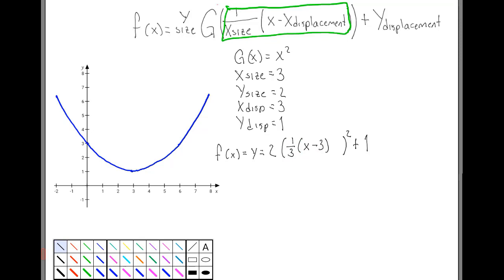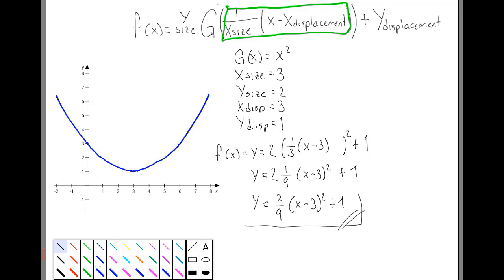So we write y equals 2, and 1/3 squared is 1 over 9. Then we have x minus 3 squared, and we have the plus 1. That means that we have y equals 2 over 9 times x minus 3 squared plus 1. And here we have the canonic form, that is the easiest way to see the equation of a parabola.